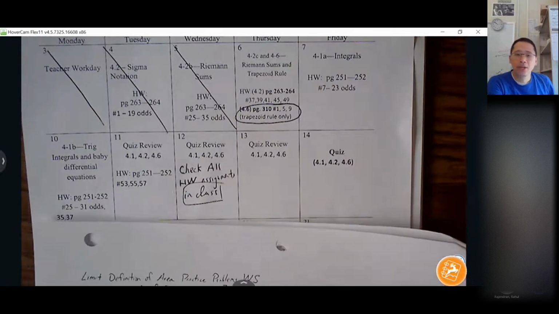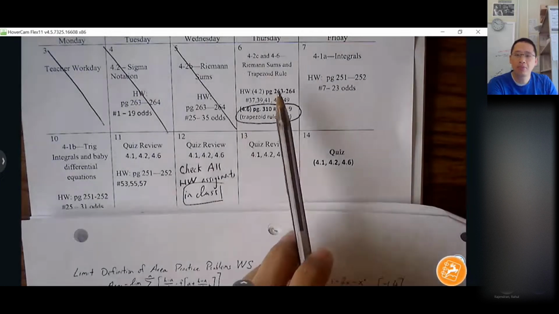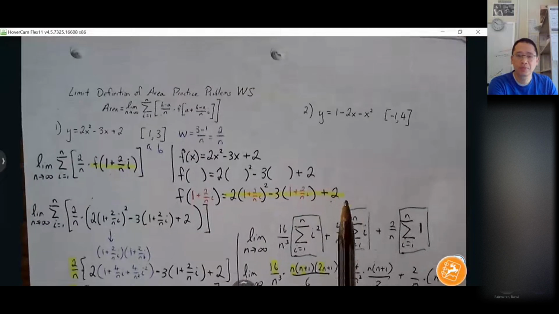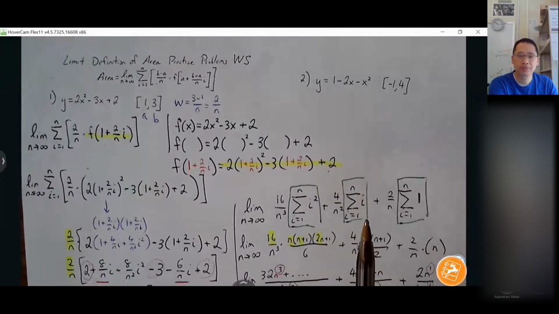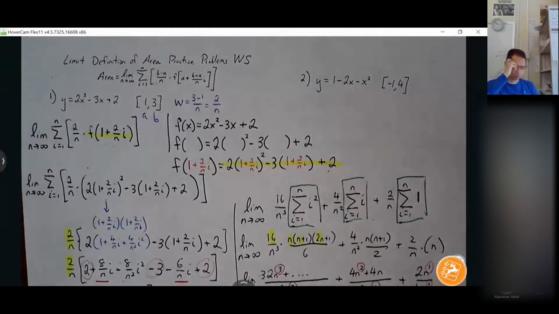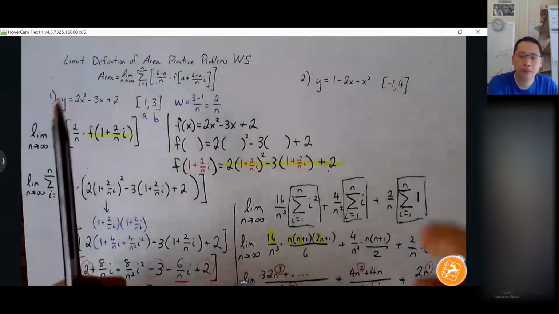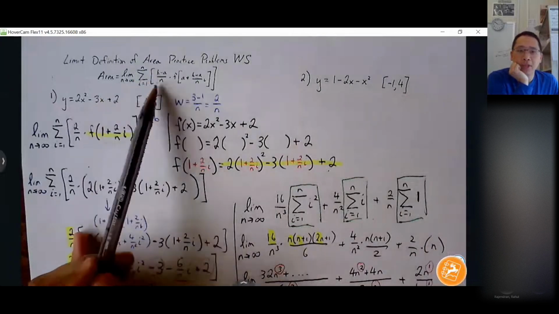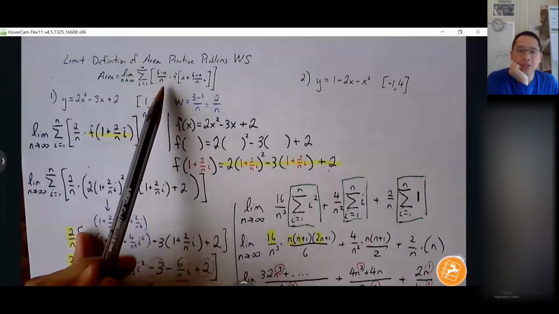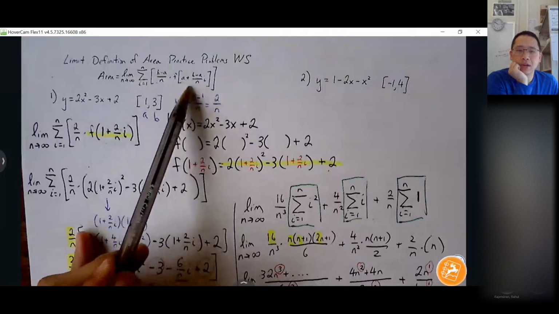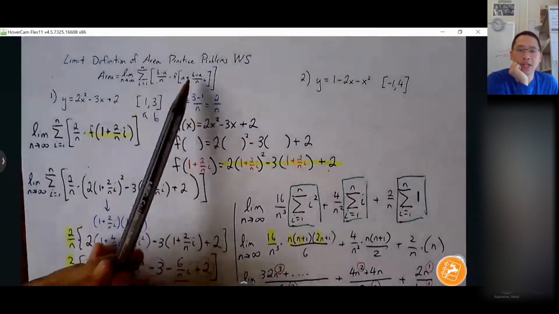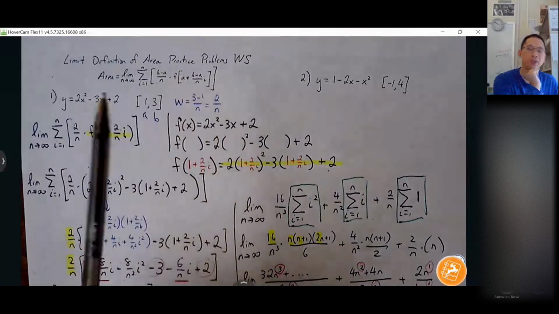So let's start off with finishing up that limit definition of area problem that we started yesterday at the end of class. We talked about how with limit definition of area, we're just trying to insert the pieces that are provided in the problem to begin with, and then working towards getting this height component out of function notation.